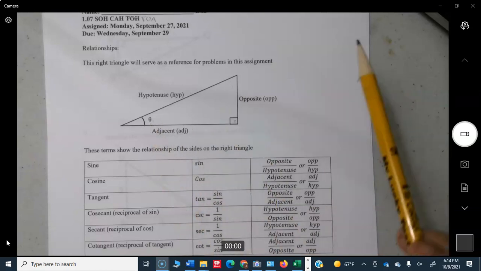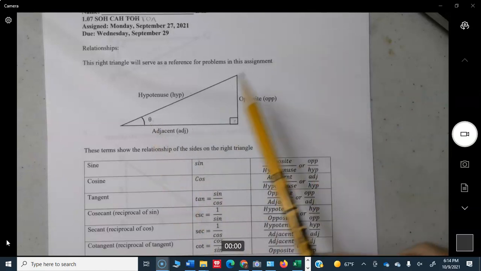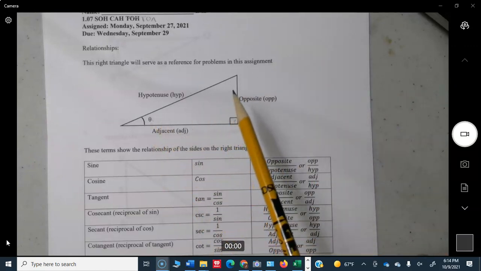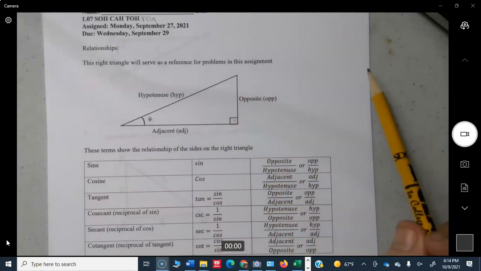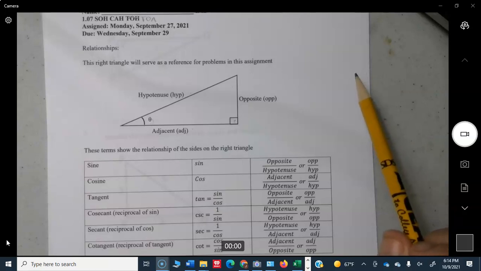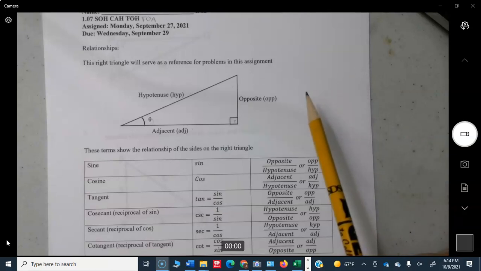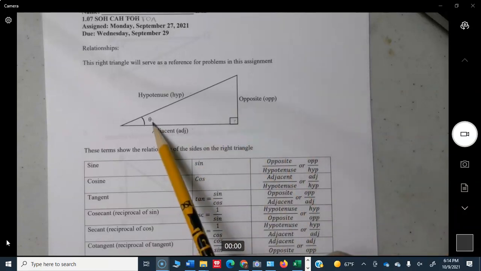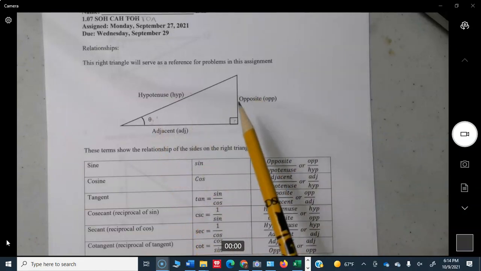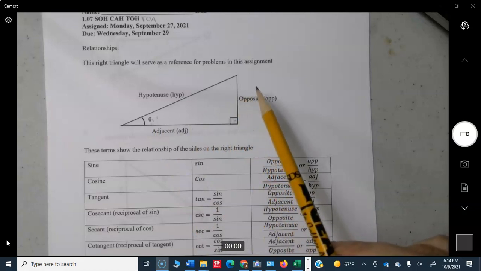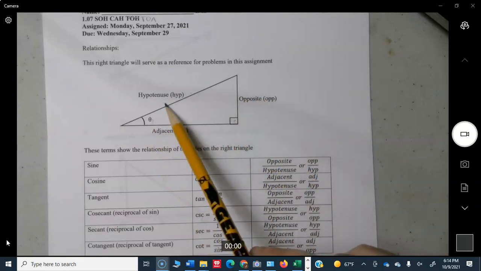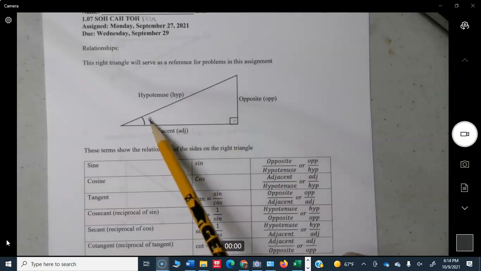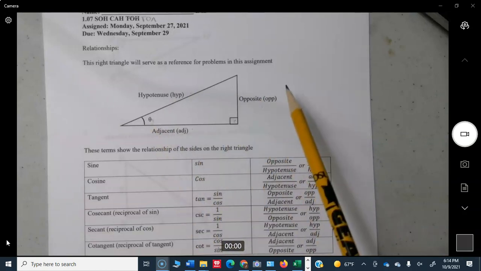So if this is the angle we're interested in, it's labeled theta, and that's simply the Greek letter theta, which is traditionally the letter used to indicate an unknown angle, or just a general angle. So we're just talking about some angle theta. What you have to be able to do is identify the three sides of the triangle in relation to where they are compared to theta.